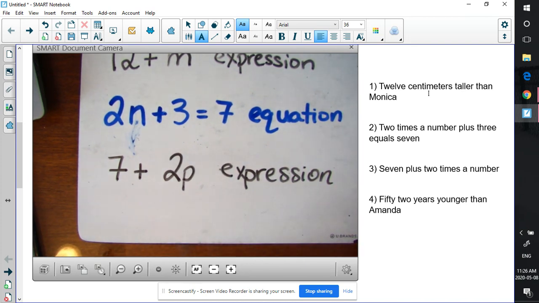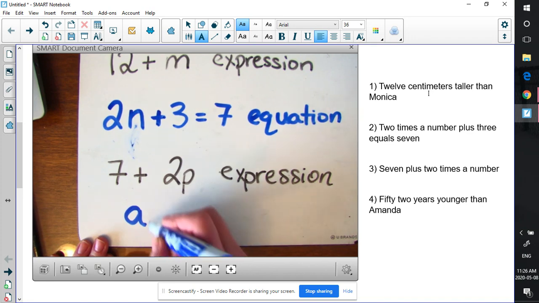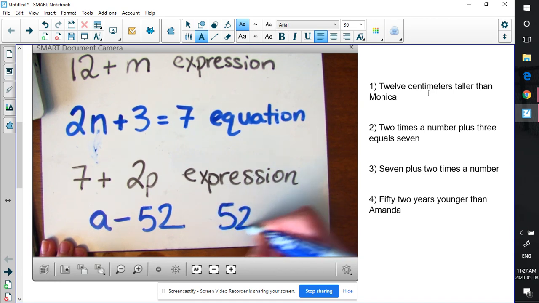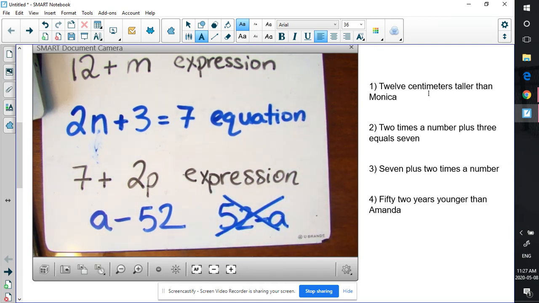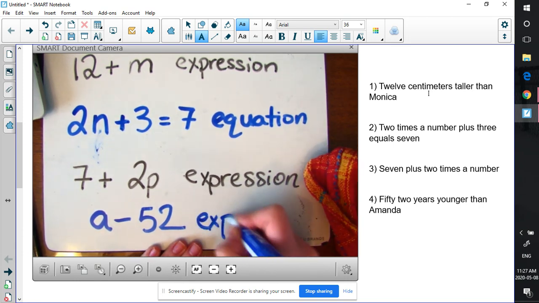Last one, 52 years younger than Amanda. So if Amanda is 54, 52 years younger would be 2. So we're going to have to take the age of Amanda, which we don't know. So I'm going to use A and subtract 52. If you put 52 minus A, that is wrong. Because it doesn't say 52 minus Amanda's age. It says 52 years younger than Amanda. So that's why it goes this way. Since there is no equal sign, this one is also an expression.